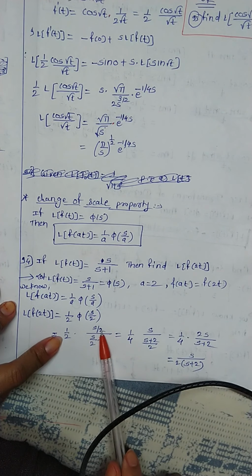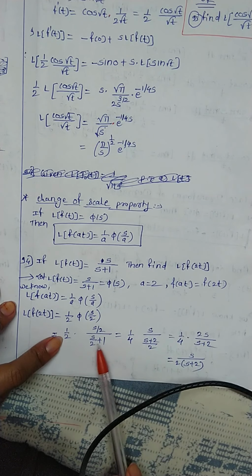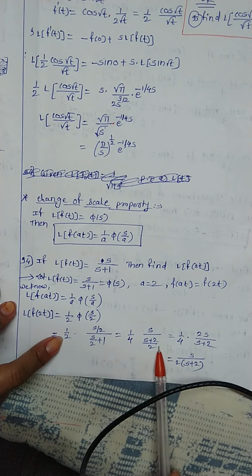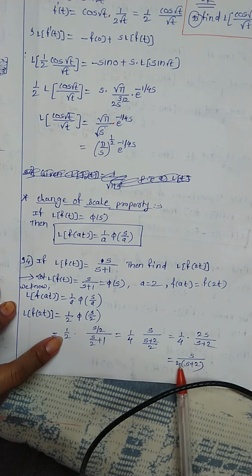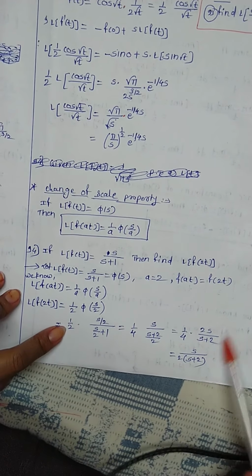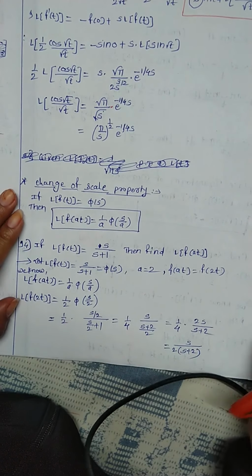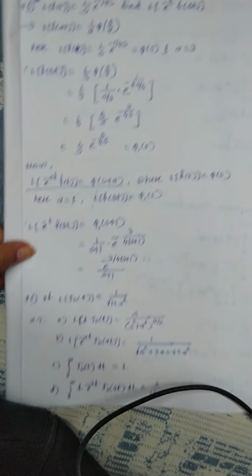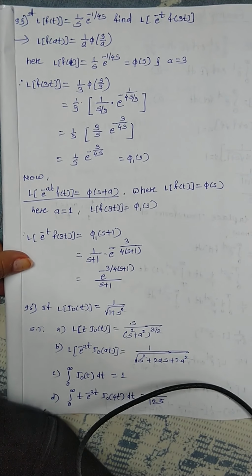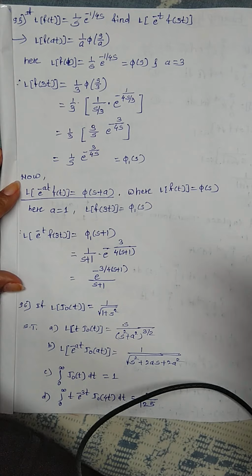1 by 2 as it is. This 2 gets into denominator. We get 1 by 4. Here s, cross multiply, s plus 2 upon 2. This 2 gets in the numerator. 2 to the 4. Answer is s upon 2 into s plus 2. Okay, this is the change of scale property. Now let us see some examples depending on that.